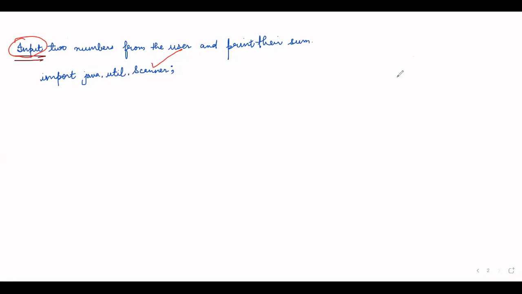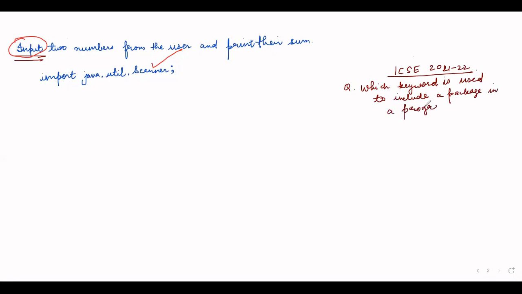Now, a very possible question for those students who are going to appear for ICSE 2021-22 is, which keyword is used to input or include a package in a program? And they may have different options because it's a multiple choice question. So option A could be anything, B could be anything. Four options, and out of these four options, one of the options is import. All others are wrong, only import is correct. So this is a possible question. It may use the word include and any other word. So import is the correct word.